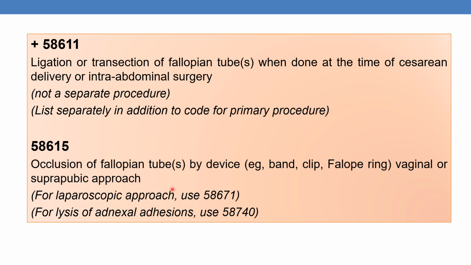The next CPT is 58,615, occlusion of fallopian tube by device, for example band, clip, fallopring, vaginal or suprapubic approach. And for laparoscopic approach of occlusion of fallopian tube, the CPT is 58,671. And for lysis of adnexal adhesions, we need to use 58,740.